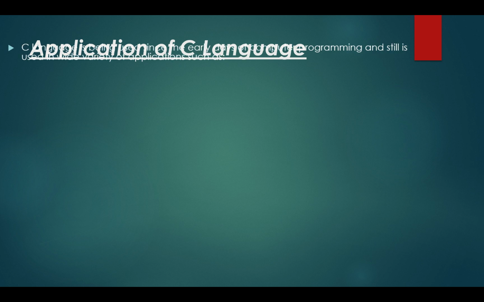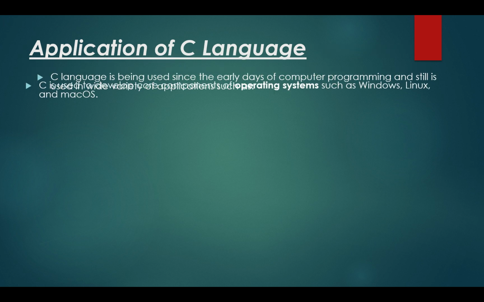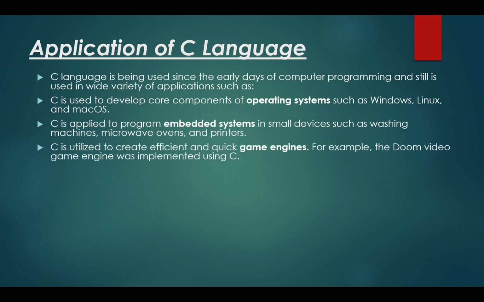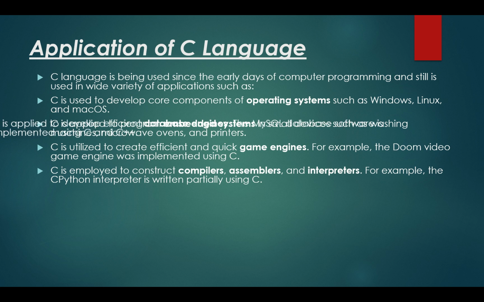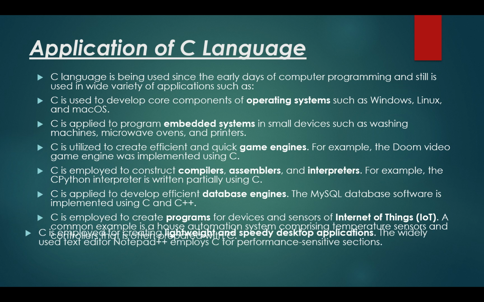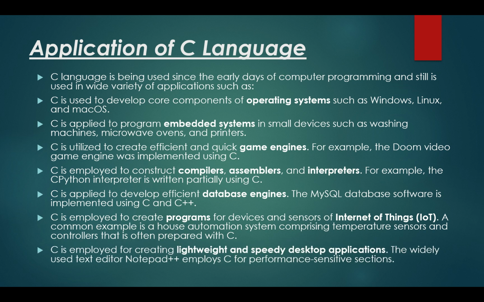What are the applications of the C language, which is the last part of this video? The C language has been used since the early days of computer programming and still is used in a wide variety of applications. C is used to develop core components of operating systems such as Windows, Linux, and macOS. C is applied to program embedded systems in small devices such as washing machines, microwave ovens, and printers. C is utilized to create efficient and quick game engines. For example, the Doom video game engine was implemented using C.